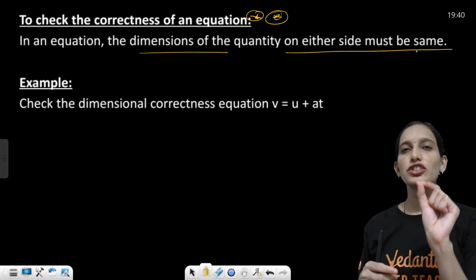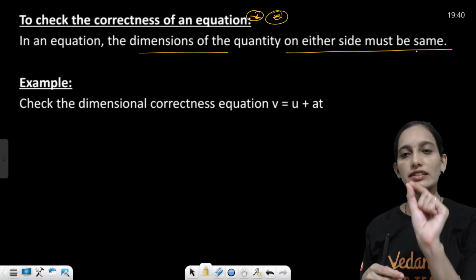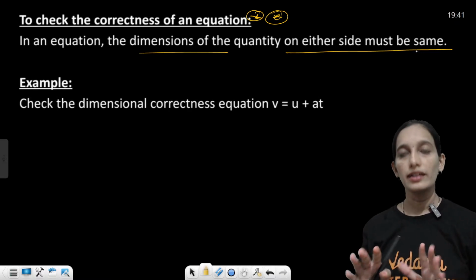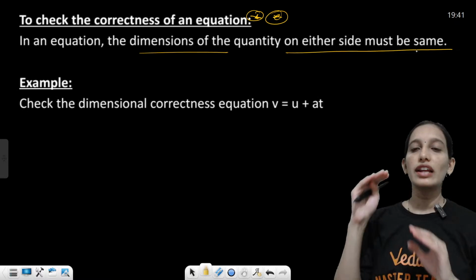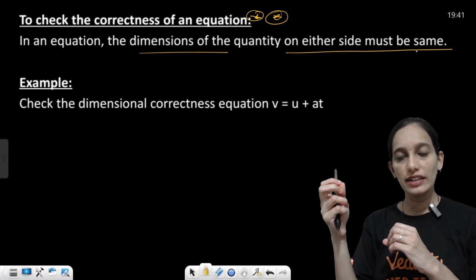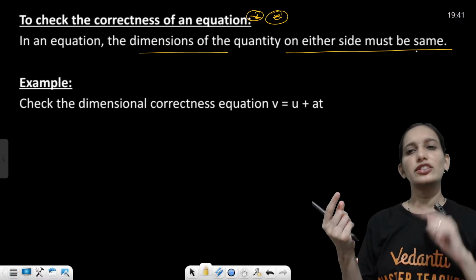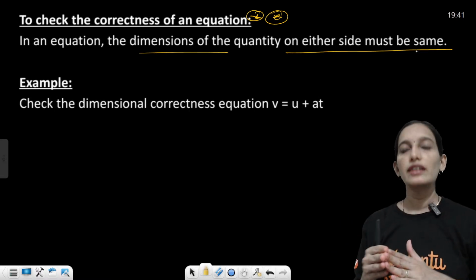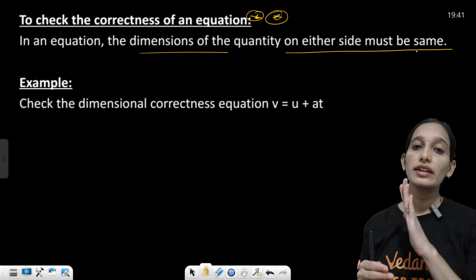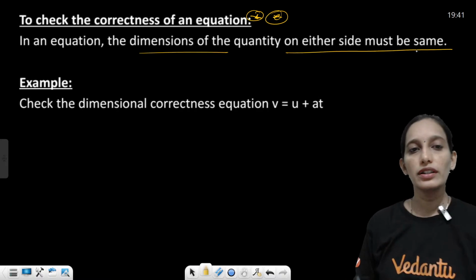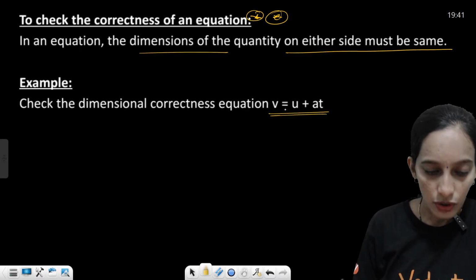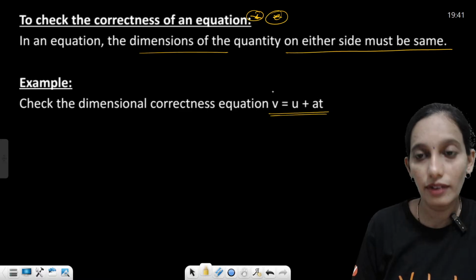So if dimensional consistency is not there, then that equation is 100% wrong. But it doesn't mean that if dimensional consistency is there, the equation is always correct. It is only dimensionally correct. But if any equation has to be correct, it should be dimensionally consistent also. Okay, so let's take one example to understand what we are trying to learn here. Hope you all are aware of this.